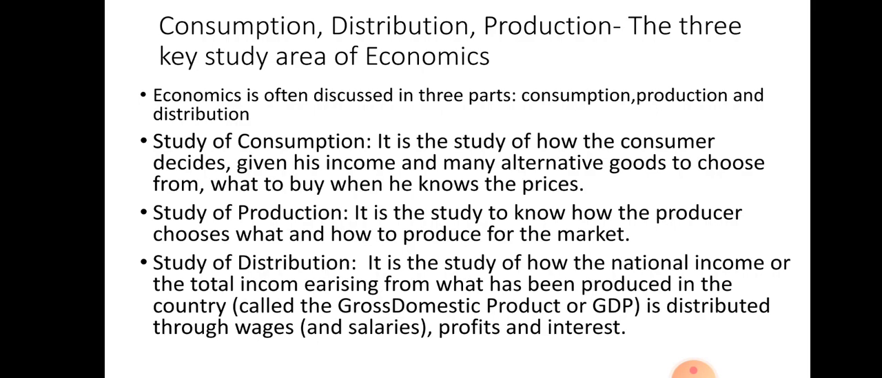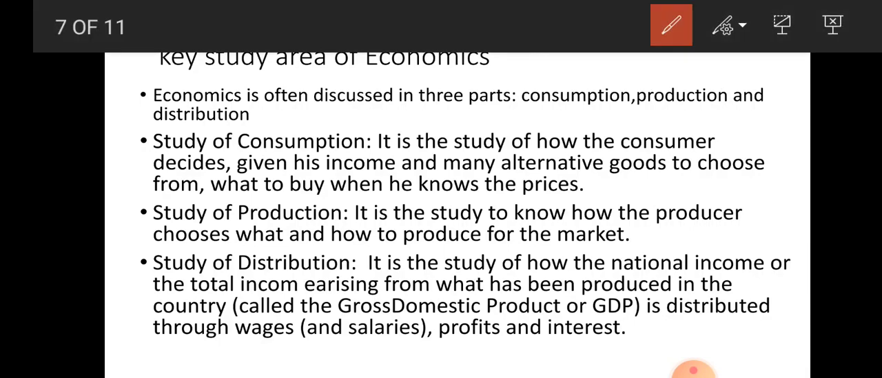Okay. Now when we discuss economics, we have to discuss its three key study areas: consumption, distribution and production. Economics is often discussed in three parts: consumption, production and distribution. So what is the study of consumption? It is the study of how the consumer decides, given his income and many alternative goods to choose from, what to buy when he knows the price. It is also the study of how the consumer makes a rational choice.